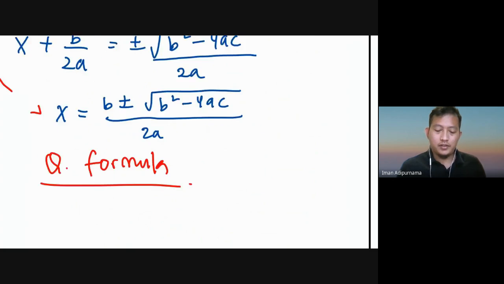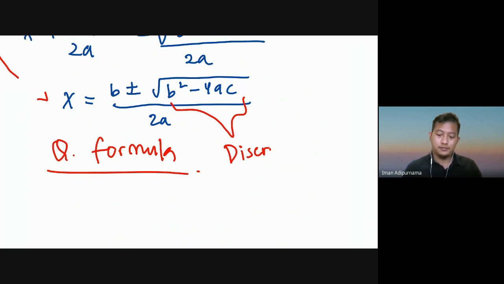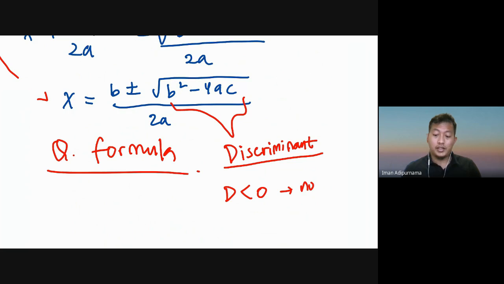Now, one thing that I think is also important is this b squared minus 4ac. We call this the discriminant. What's the discriminant for? It's for distinguishing whether you have solutions or not. Of course, if you look at this, it has the square root, right? So whenever you find it's less than 0, it means there are no real solutions. And probably it will be complex, right?